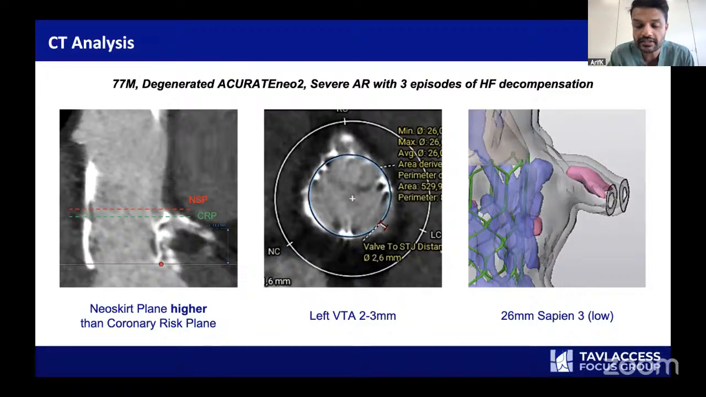Look at the middle panel. What we see is that gap between where we expect our Sapien to go and the aortic wall, so the valve to STJ or valve to aorta distance, it's about 2 millimeters, maybe 2 to 3 millimeters. And on the right, that's really exemplified in this 3D reconstruction. The sort of light lime green color is the Sapien, dark blue is the Acurate. You can see you're really, really close. So this is essentially probably unfeasible or very, very borderline for redo-TAVR.